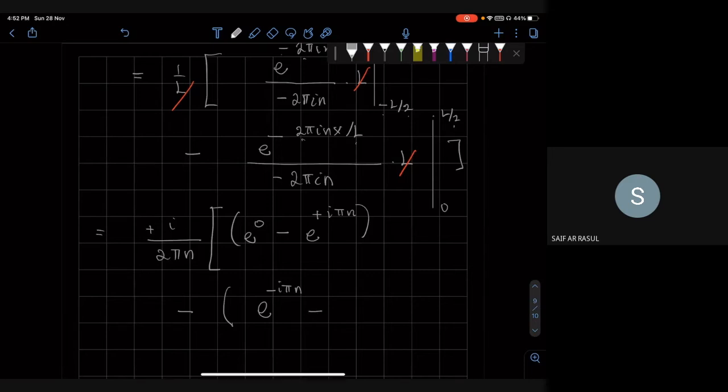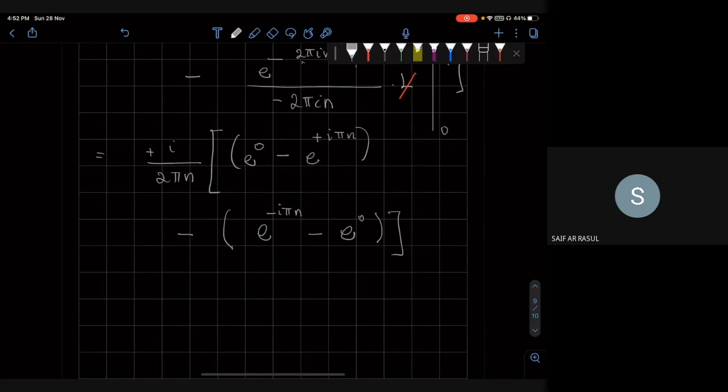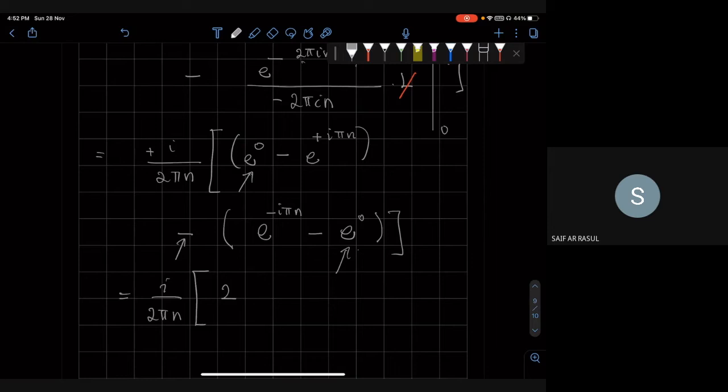And then the second term is going to be e to the power 0, right? Okay. So what is e to the power 0? E to the power 0 is just 1, right? So I have i divided by 2 pi n, and this one will add up to give me 2 because there's a minus sign here. And then I get minus 2. There's a minus sign here and a minus sign here. 2e to the power i pi n, right?